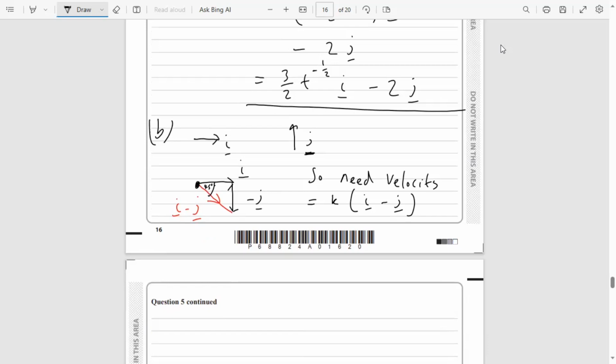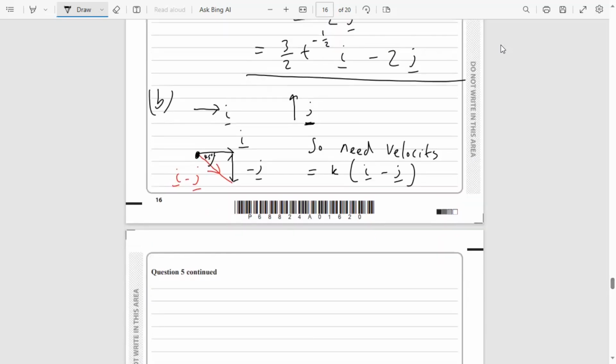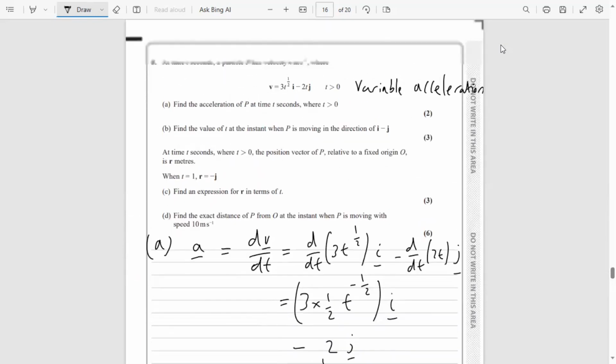To travel in the direction of a vector, your velocity must be in the direction of that vector. So if we want to travel in the I minus j direction, then your velocity needs to be I minus j. It could be exactly I minus j, or I minus j times 2, times 3 or 4.5, whatever you like. So we need a velocity of k times I minus j, where k is a positive number. Could be any number, half, 1.78, whatever it is. The k tells us how fast we're going, but we're traveling in this I minus j direction. Okay, so that's what we need.